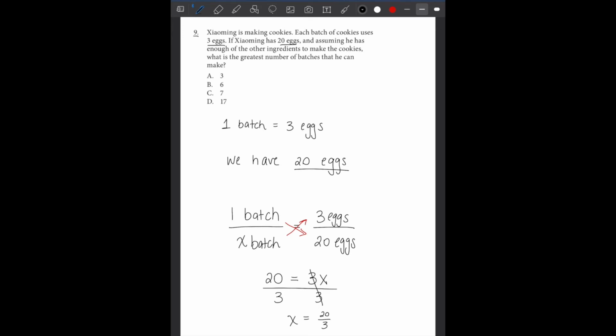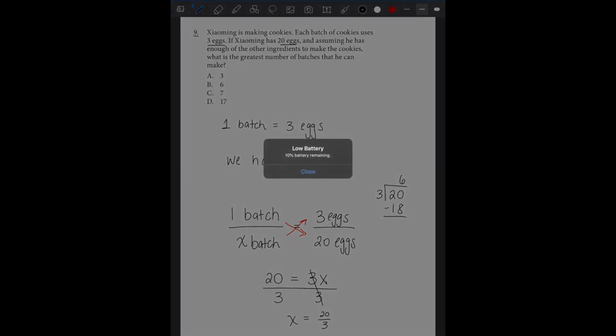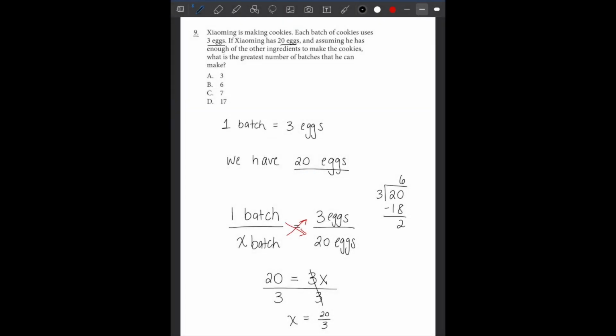So I'll do that over here. So 3 can go into 20 how many times? 6. When we subtract, we get, 6, 18. When we subtract, what do we get? We get 2. We want to keep on going.